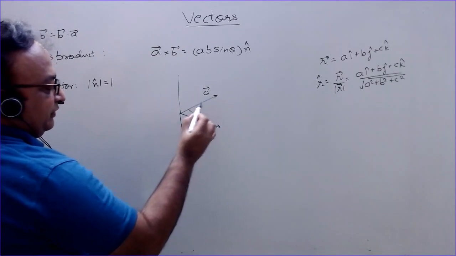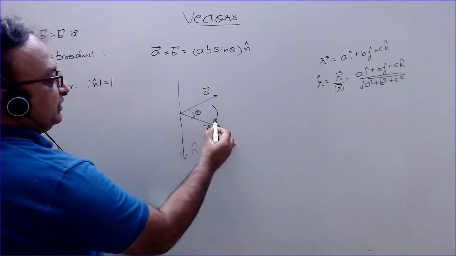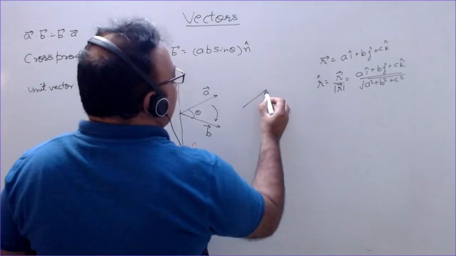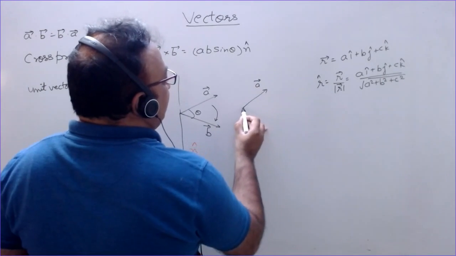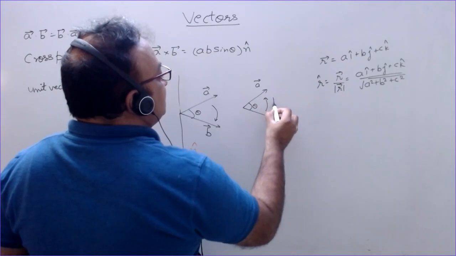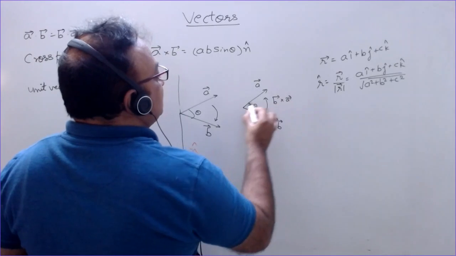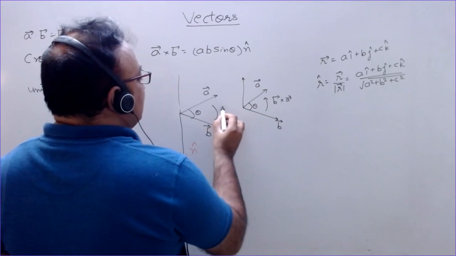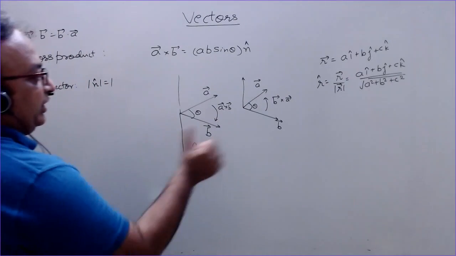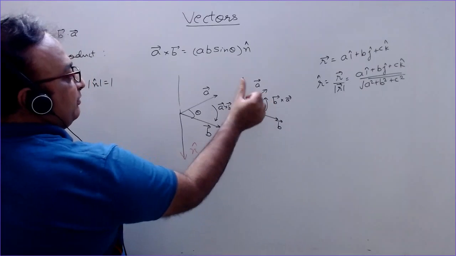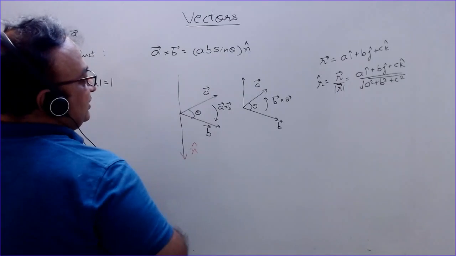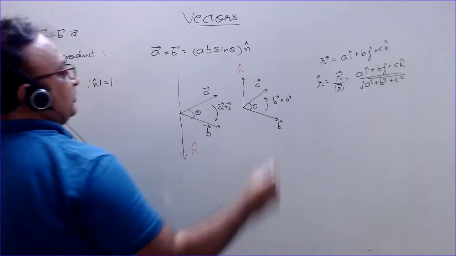Theta is the angle between them. So A cross B is in this direction. If you want to find B cross A, you will see that this will be in the upward direction. This is A cross B. Here we are moving from B to A, and the thumb is pointing outward, in this direction. So this is called the cross product.